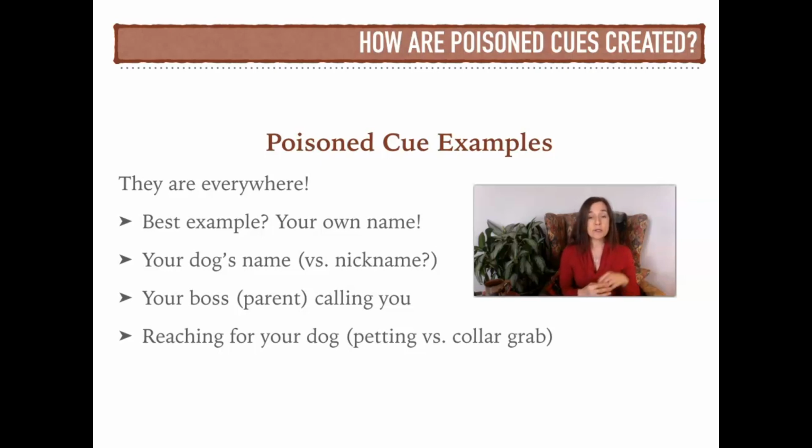Another example of a poison cue is simply reaching for your dog. I'm sure we've all done this, especially with young puppies, we reach for them a lot, and then eventually the hand coming forward, which might be to be petting, but could also be to grab a collar, becomes a poison cue because the dog is uncertain about the outcome. Let's take a look at just a couple more quick examples so you have more visuals to go with as we continue our discussion.